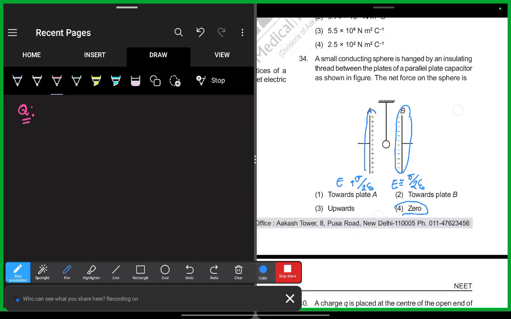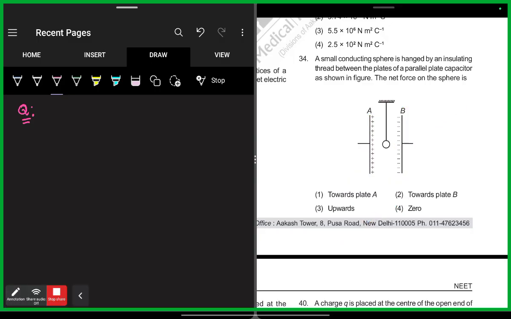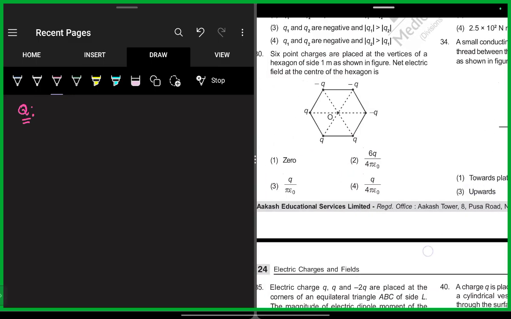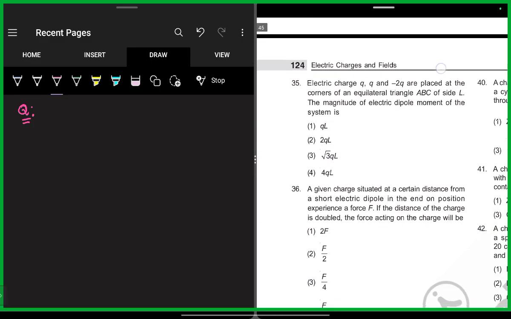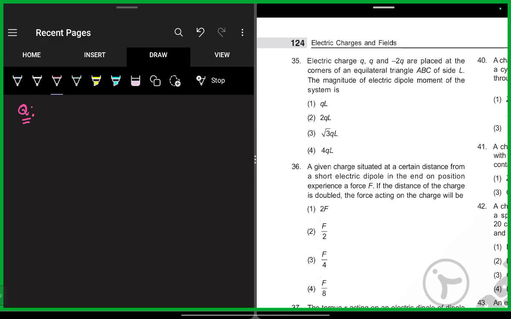So it was that easy. Remember I told you that the more dangerous the look of a question, the easier the solution. So that's the key towards your IIT dream, right? Your engineering dream. Now 35th question.